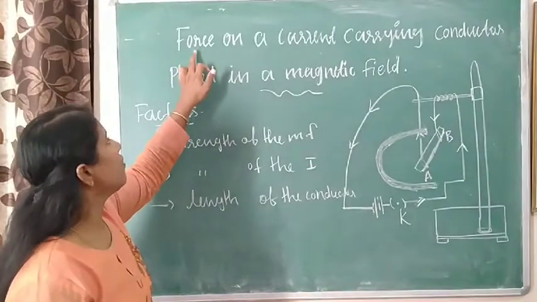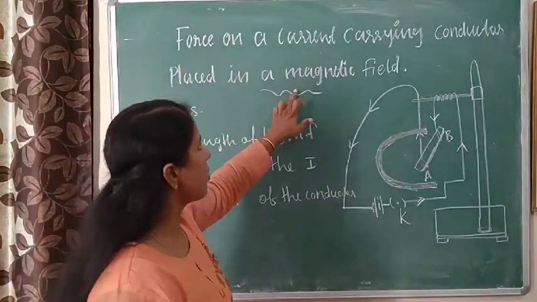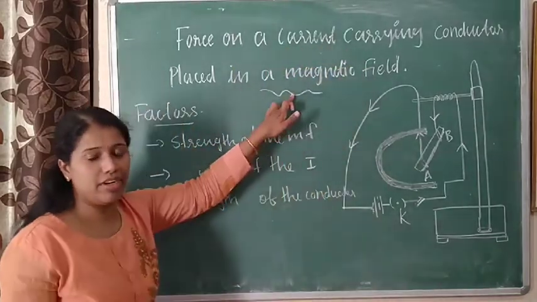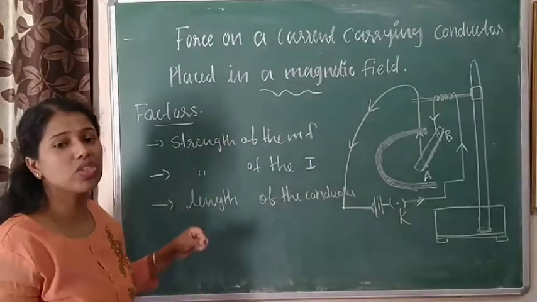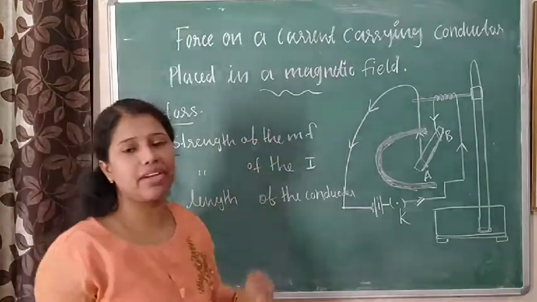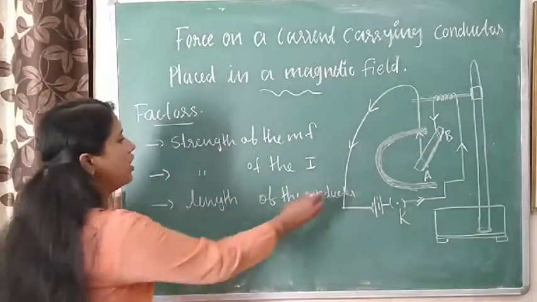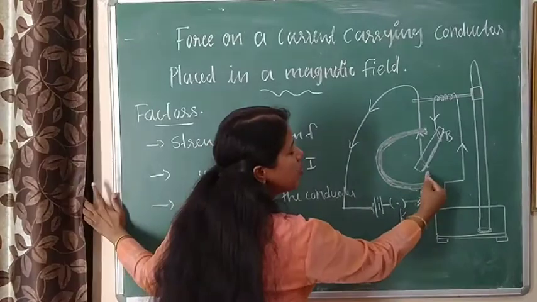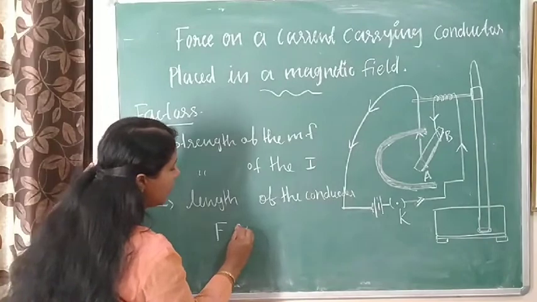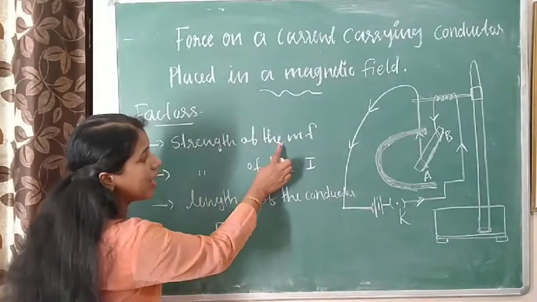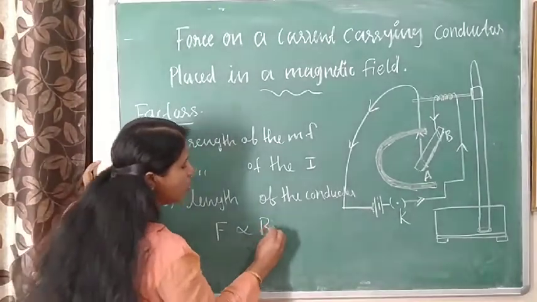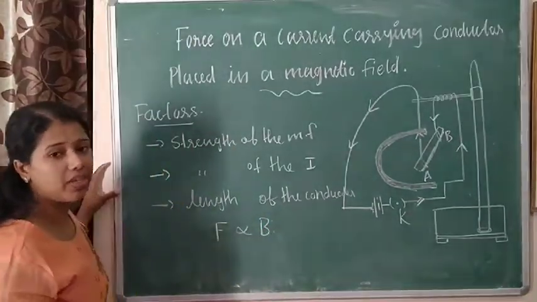Factors: what are the factors on which the force on a current carrying conductor placed in a magnetic field depends? First one is the strength of the magnetic field. The force F is proportional to B, the strength of the magnetic field.